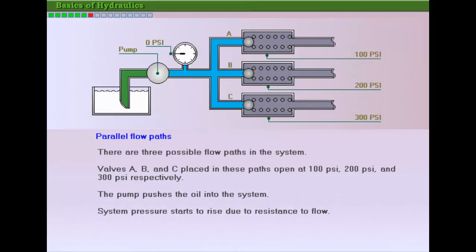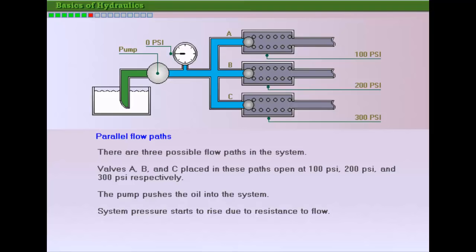Fluids always take the path of least resistance. When parallel paths of different resistance are present in a system, the pressure buildup in the system is just enough to overcome the path with the least resistance and push the fluid through it. Consider 3 possible flow paths through valves A, B, C. For these paths, let's see how oil flows through the valves set at different pressures. In this system, check valves A, B, and C are set at pressures of 100, 200, and 300 psi, respectively.